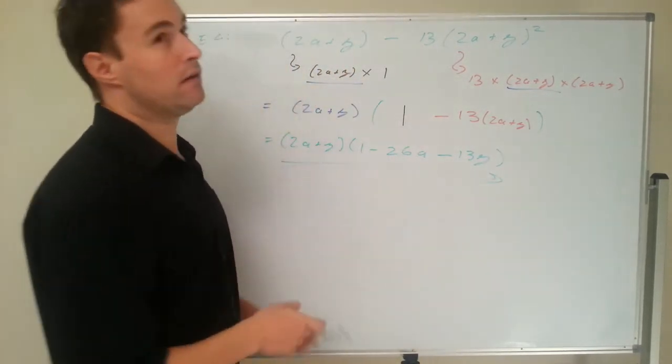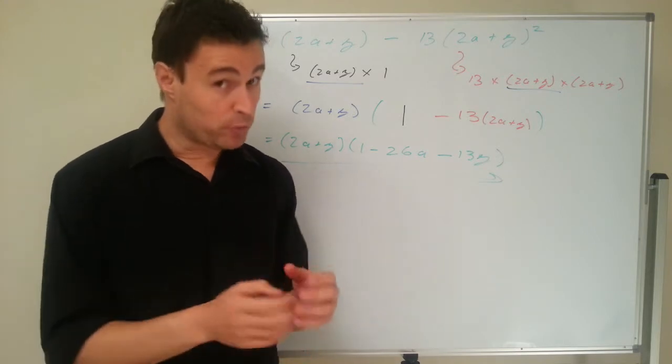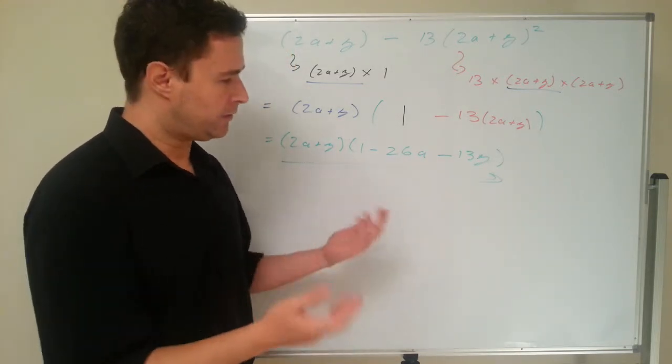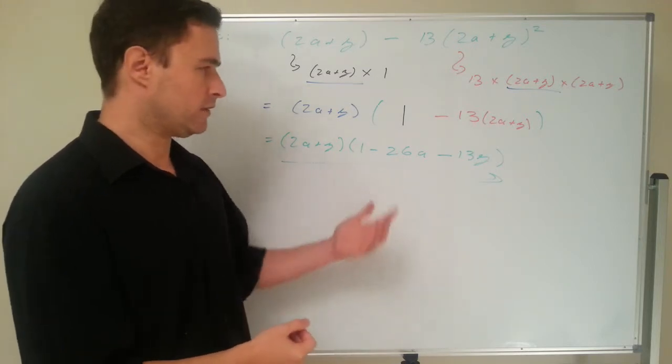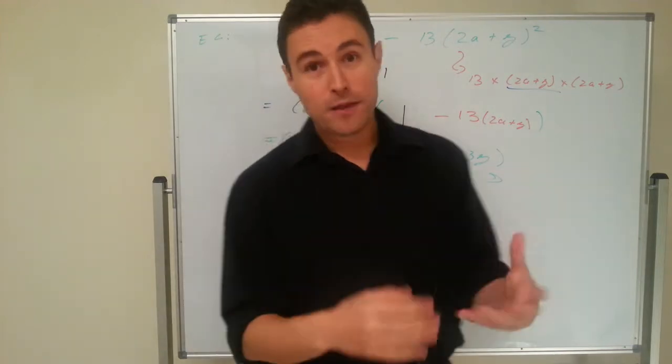If I was being really, really pedantic, I would put the 26a in the front of this bracket, because we normally lead with the alphabetically leading term. But if you're at this level, we're not going to really stress about the fact that you haven't got the a as the leading term. Okay, alrighty, well, I hope that helps.